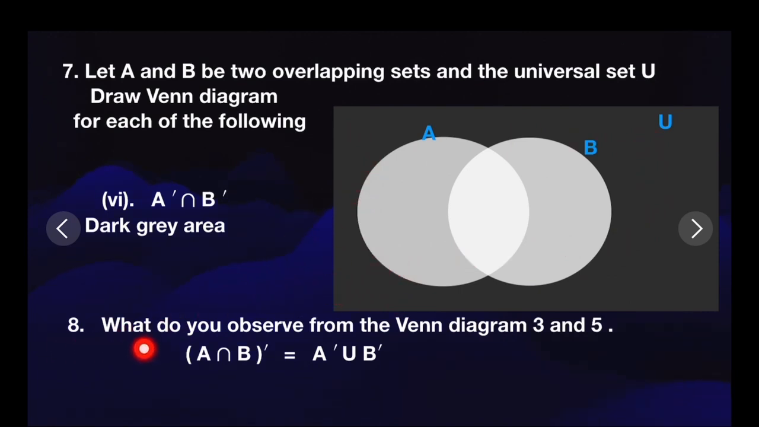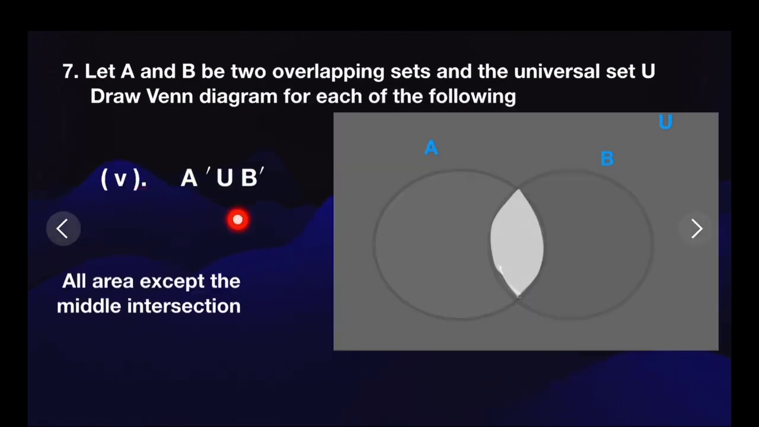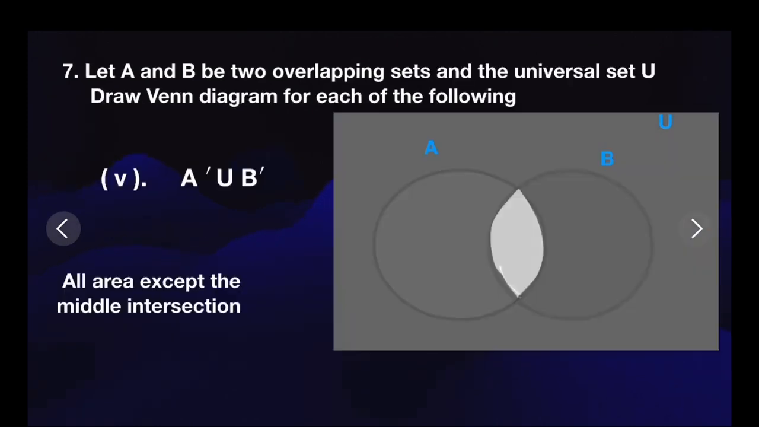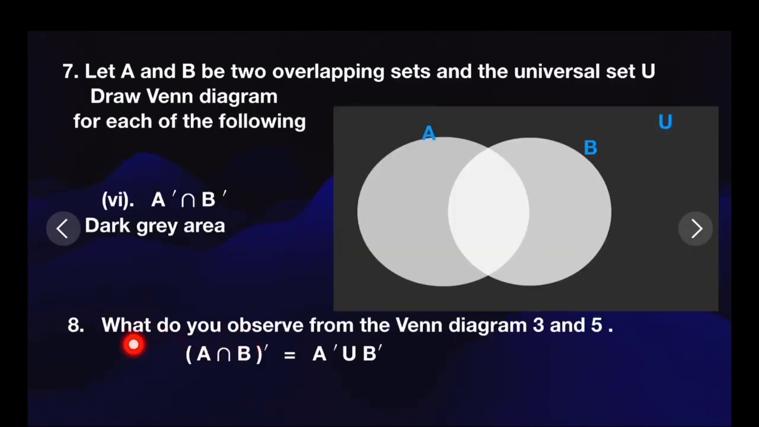Question 8. What do you observe from Venn diagrams 3 and 5? Let's go back to Venn diagram 5. Can you see this Venn diagram? Okay. Let's see the third one. Can you see this Venn diagram? So what do we understand? Both these Venn diagrams are the same. So what do we understand? That A intersection B dash is equal to A dash union B dash.